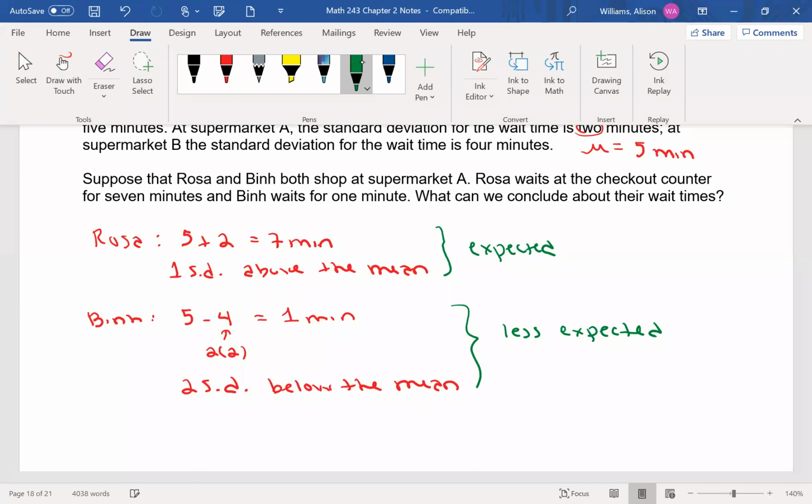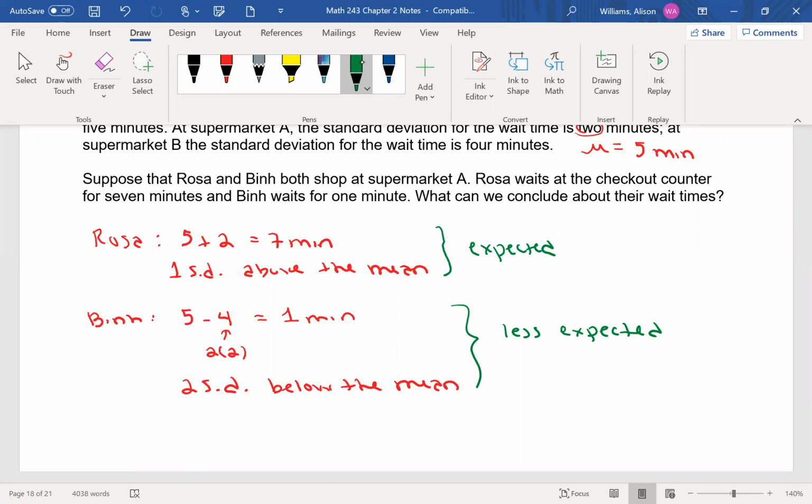So the further a data value is from the mean, the less likely that data value is going to occur. We have this idea that Ben got lucky, really lucky, right? The odds were against him having a 1 minute wait time. But for Rosa waiting 7 minutes, that's expected. We're not thinking that's a very shocking number.